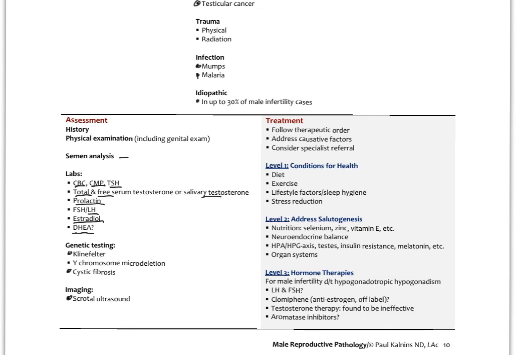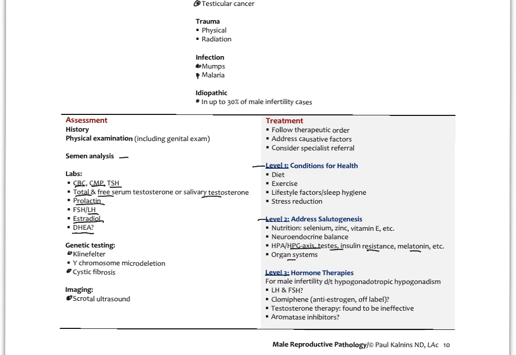Again, the treatment would follow the therapeutic order. We try to address the causative factors. And here we're probably going to need a specialist referral if what we do is not really effective within a few months. So we want to address level 1, essentially everything I talked about with hypogonadism. Level 2, again, looking at the HPG axis with the testes, considering insulin resistance and melatonin, as well as looking at general organ system function like the liver and so forth.